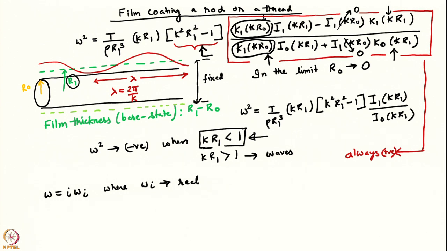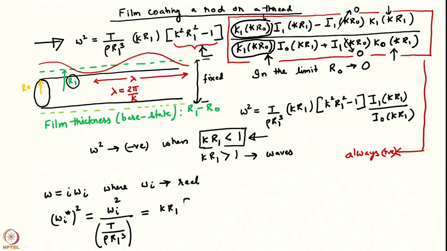So if kr1 is less than 1, then k square r1 square minus 1 is negative, and so I am going to reverse it and bring out an overall negative sign. Like before, the negative sign on the left and the negative sign on the right will cancel each other, and I can plot omega I square as a function of the right hand side. So once again I will define an omega I star square, which is a non-dimensional omega I square, basically just omega I square divided by T by rho R1 cube. Note that I am working on the full dispersion relation. And so this is equal to kr1 into, I have reversed this now, so I will write it as 1 minus k square r1 square into this part, it is a long one, so I am not going to write it again.